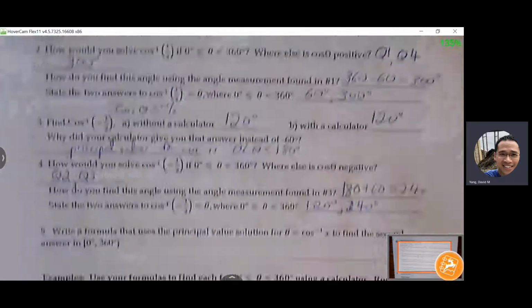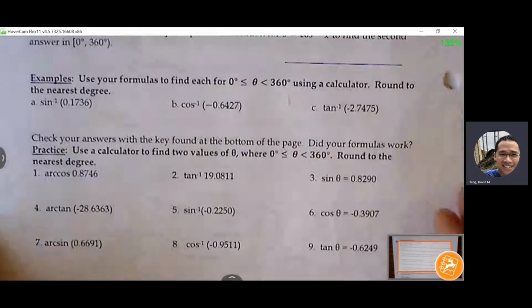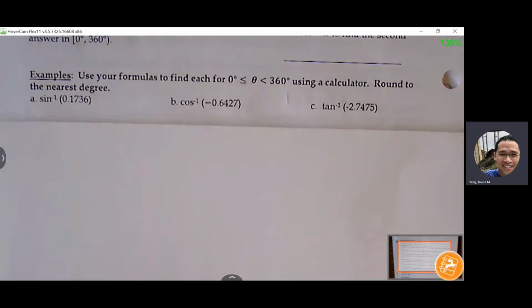Let me go through these examples first, make sure that you're comfortable with them, and then I'll leave you guys to try these other ones for classwork. Okay, let's start with part A. It says use a formula, but I just want us to use the diagram that we're going to draw.